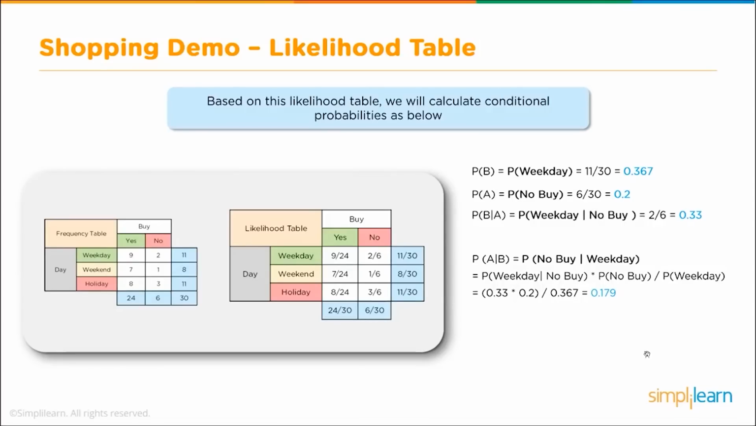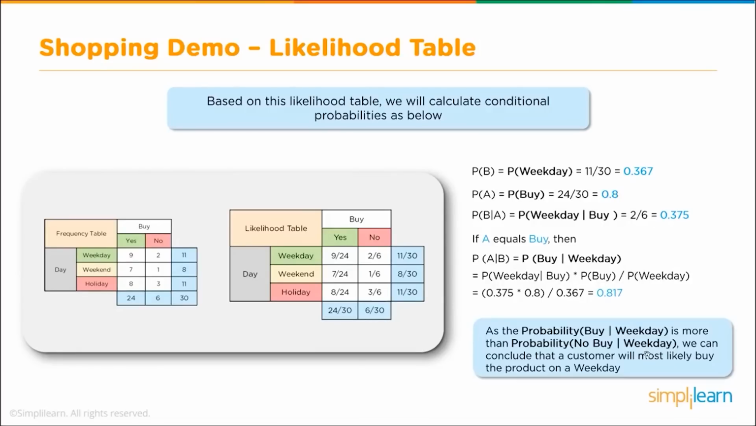And this is important because we can look at this and say, as the probability of buying on the weekday is more than the probability of not buying on the weekday, we can conclude that customers will most likely buy the product on a weekday. Now, we've kept our chart simple and we're only looking at one aspect. So you should be able to look at the table and come up with the same conclusion. That should be kind of intuitive at this point.